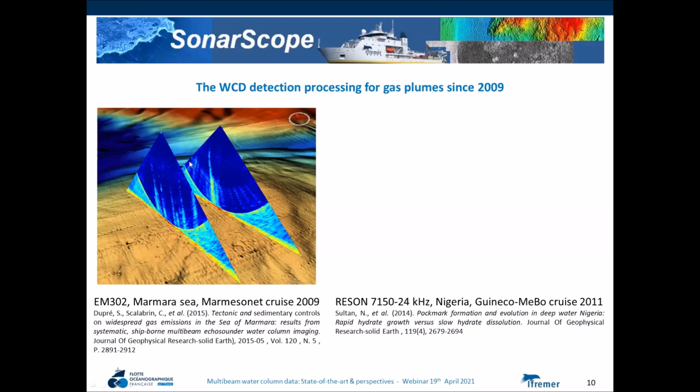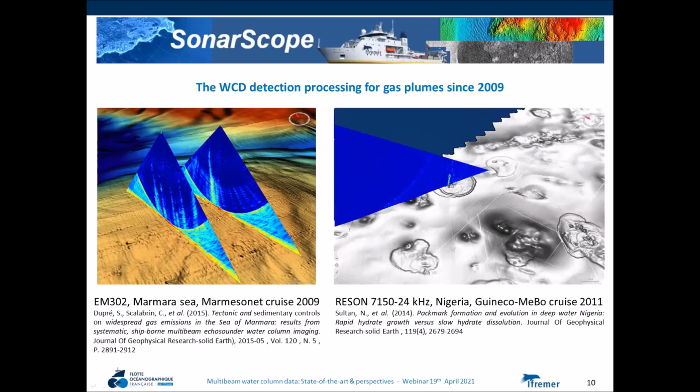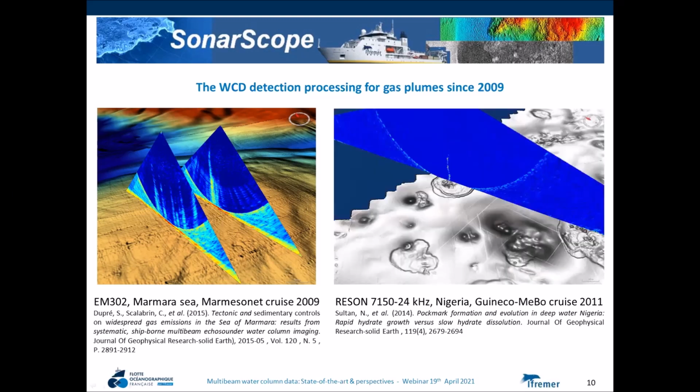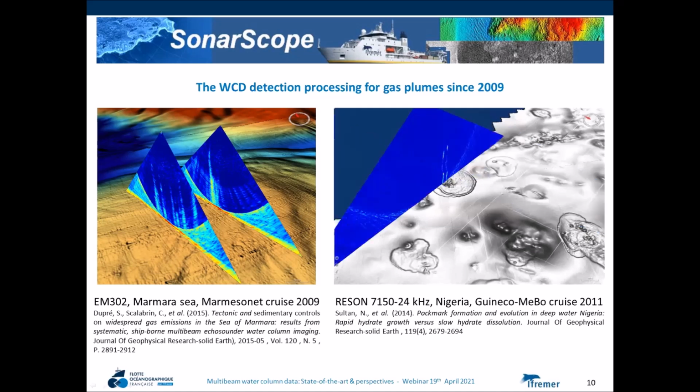The image on the left shows 2 polar echograms where several gas emissions appear. The second image comes from the Reson 7150 at 24 kilohertz in deep sea water of Nigeria. A double gas emission appears on the 3 consecutive navigation lines. The gas emission is seen at nadir for 2 lines and at the end of the swath for the second one. Let's try again. First, second, third.